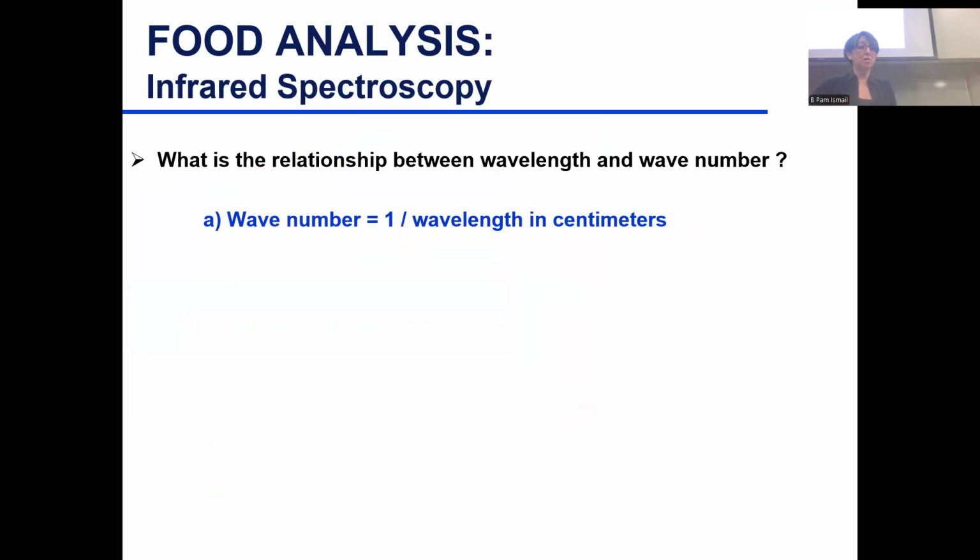So in IR, we talk more about wave number than wavelength. And the relationship is wave number equals 1 over wavelength. Sometimes people refer to it as frequency as well. But in IR, we relate wave number to transmittance, whereas in absorption and fluorescence, we relate absorption or fluorescence to wavelength. That's one important difference.